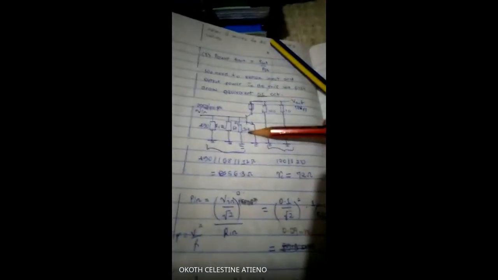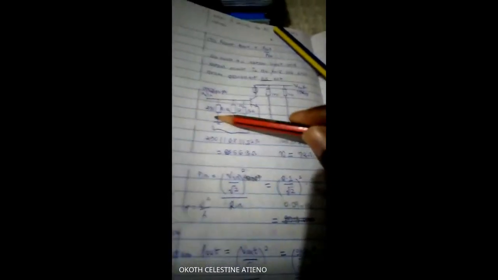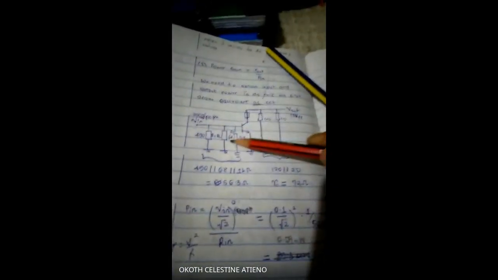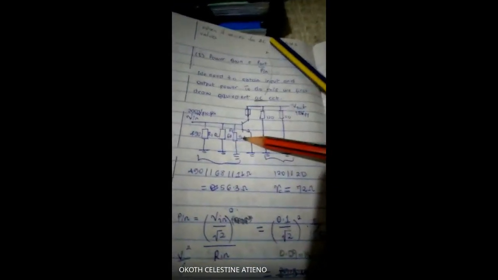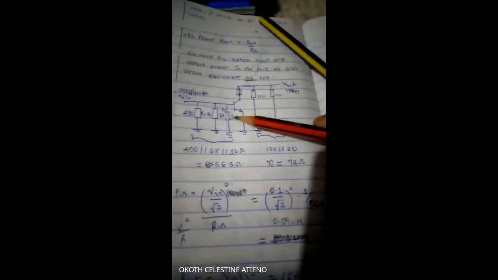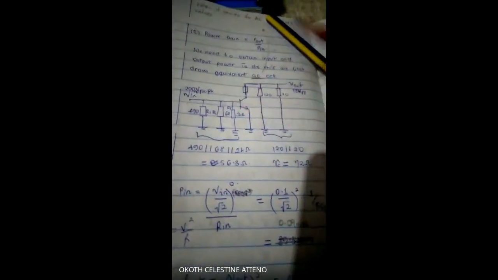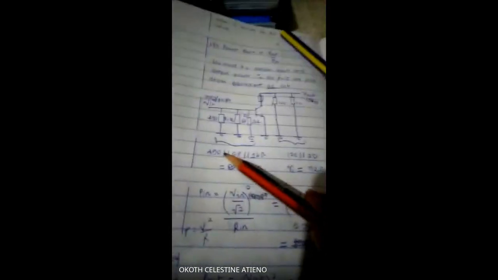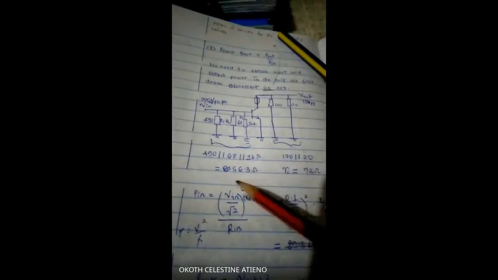So tomorrow is V squared over R. On the input side, we're seeing our Rin is 490 in parallel with 68 in parallel with this 1 kilo ohm Rin base. This is how I did it: 490 in parallel with 68 to get this. And then our V in, we're told, is 200 volts peak to peak.